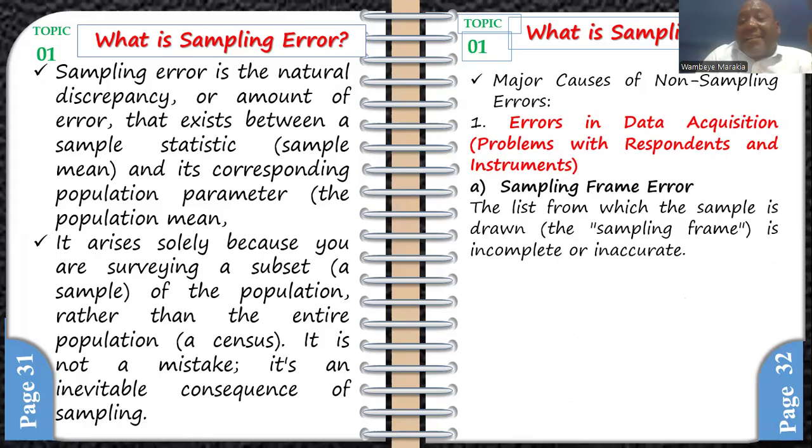Now, errors can arise due to the sampling frame. The list from which the sample is drawn is incomplete or inaccurate.